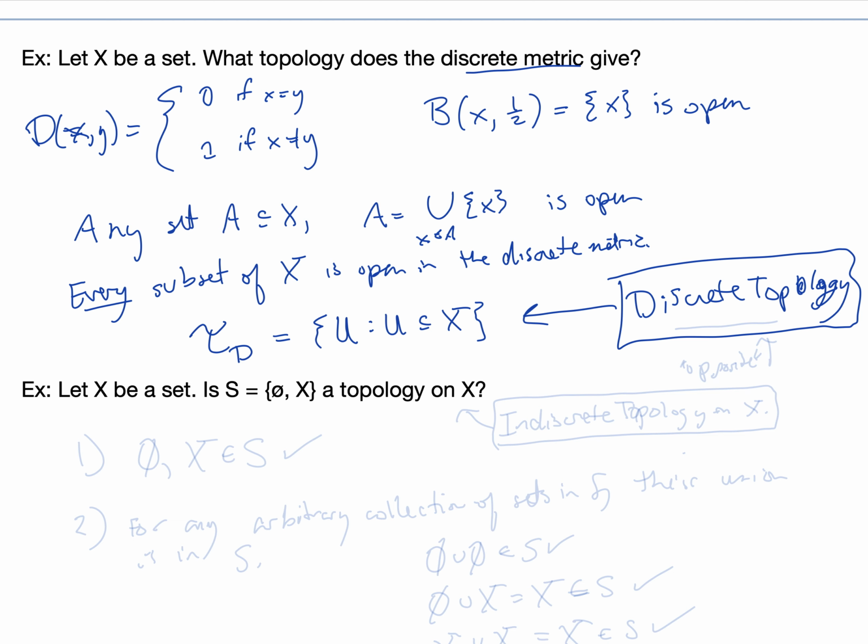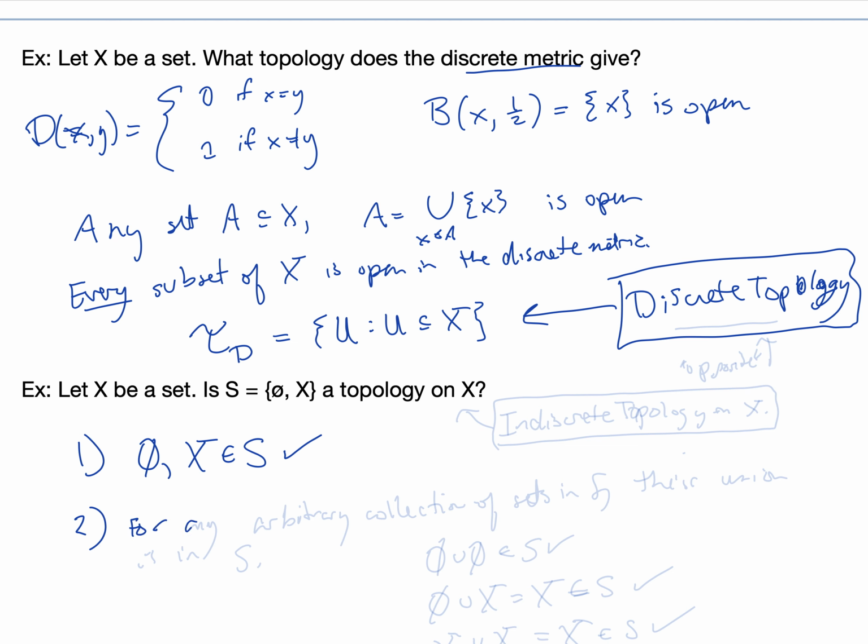So let's think about this other one. If x is a set, let S be the set consisting of just the empty set and the set x. Is this a topology on x? So when we're trying to figure out if something is a topology on a set, one way we can do that is just go to the original definition. What are the qualities of being a topology? The first one is that the empty set and the entire set are elements of the collection of sets, the topology. So yes, that's true by definition.